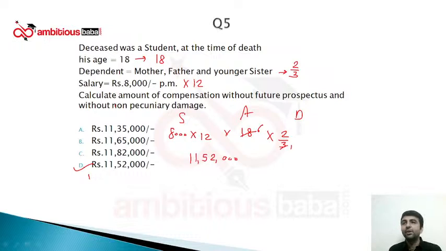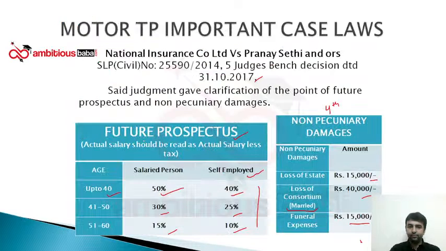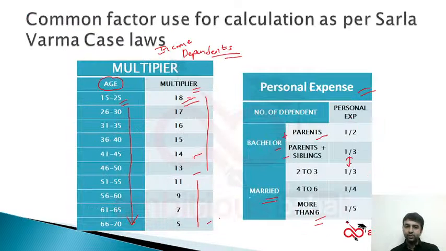Father, mother and sister, why are you taking 2 by 3? Why am I taking 2 by 3? Okay, if we go back to this table, see, father, mother and sister means he is a bachelor. So parents means father and mother, and sister means sibling. So the factor for the personal expense is 1 by 3. Remaining will be, for the parents and siblings, 2 by 3. 1 by 3 will be deducted. It is a deduction table. Okay, 1 by 3 for the bachelor and 2 by 3 for the parents plus sibling.